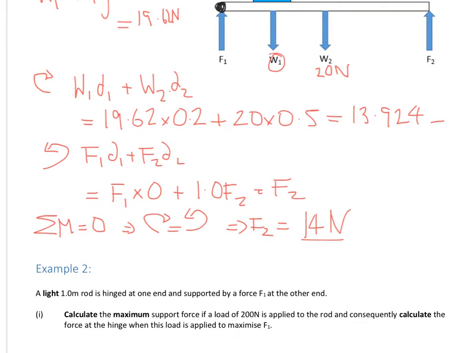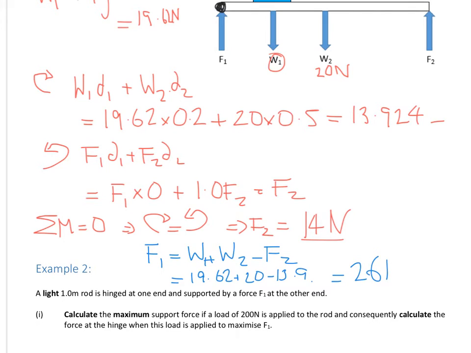So if we want to solve for F1, it's going to be W1 plus W2 minus F2. So that's going to be 19.62 plus 20 minus 13.9, which gives us a value of 26 newtons, giving it to 2 significant figures.